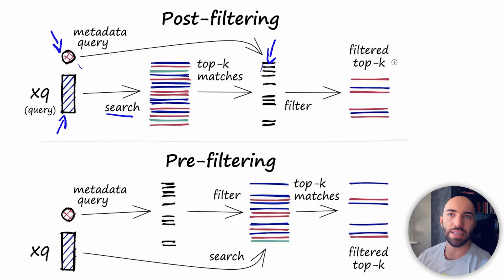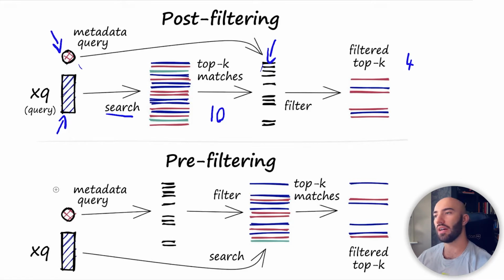Now, in this case, top K usually is not going to be the number we asked for. So say over here we had 10 top K matches. Here we filter some of those out, so we might end up with 4. And then we also have pre-filtering. Now pre-filtering, we change the order a little bit. We apply our filter before we do the search.